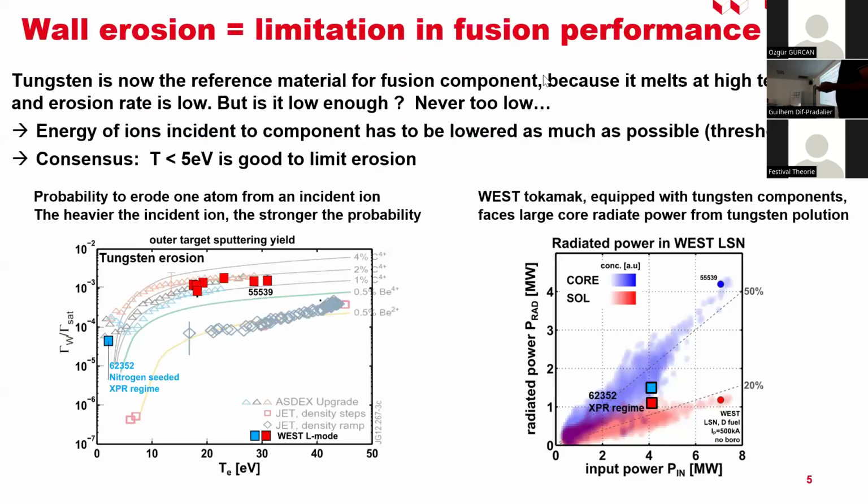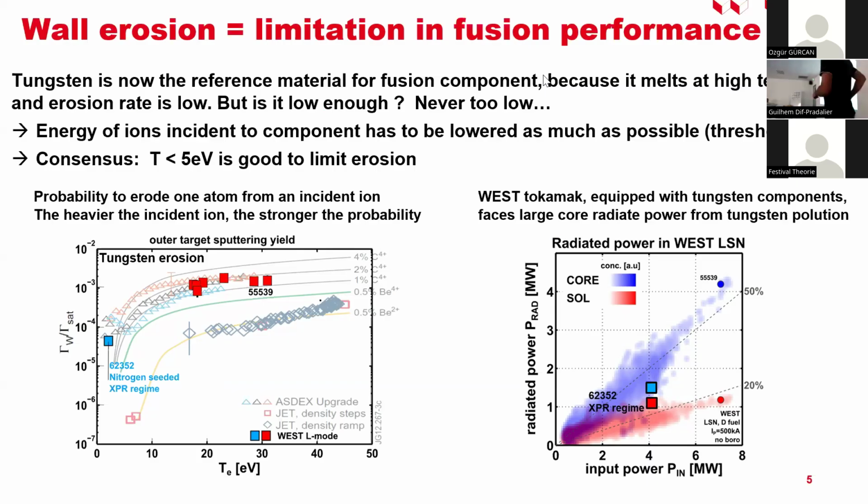So what's the problem with tungsten? Tungsten is, as I said, a reference material because it has a very high melting temperature, about 3,500 degrees. And the erosion rate is low because it is a very heavy material. So deuterium arriving and striking the material has a very low probability to remove one of these heavy atoms from the surface. But is it low enough? In fact, not really.